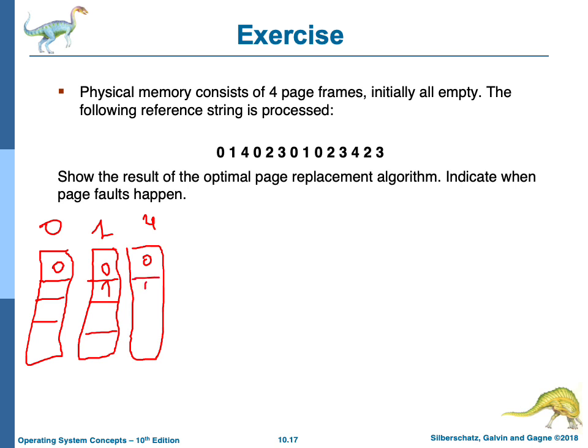So 0, 1, 4. And then reference to page 0. So it's still in memory. So 0, 1, 4, 0 in memory, so we're not going to consider it. And then reference to page 2. So 0, 1, 4, and 2. And then reference to page 3.